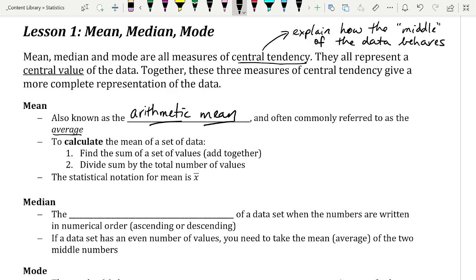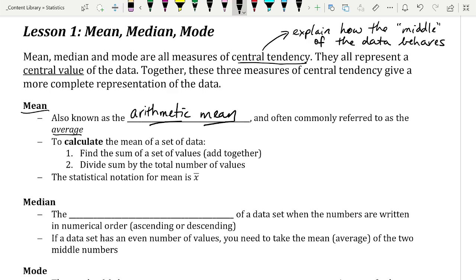All right, how do you find the mean of a set of data? 2 steps. Add up all of the values of the data set, divide by the number of values. You've seen that before, right? How do you find the average of your 4 tests? Add them up and divide by 4. That's how you find an average. But we're going to call that from now on the arithmetic mean.